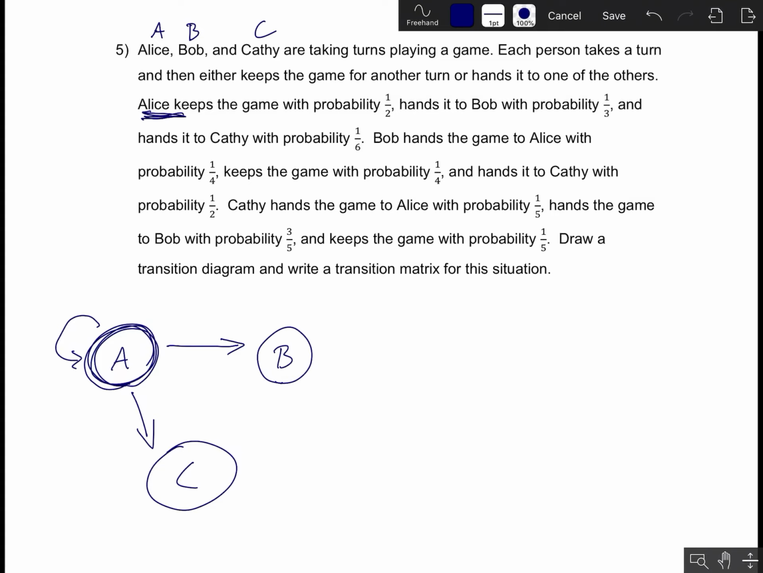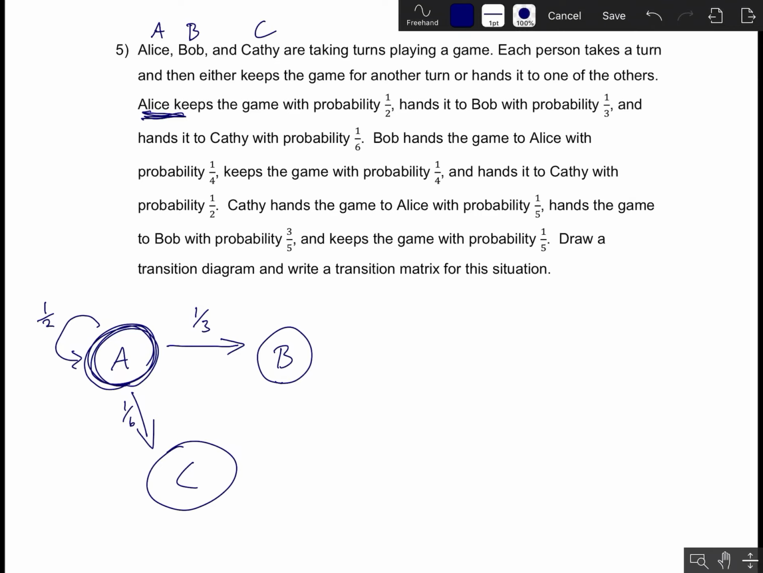And for this, we can just look at this sentence that I started to underline. Alice is going to keep the game with probability 1/2. So that's a transition from A to A in the next time step. She's going to hand it to Bob with a probability of 1/3 after her turn, and she's going to hand it to Kathy with probability 1/6.